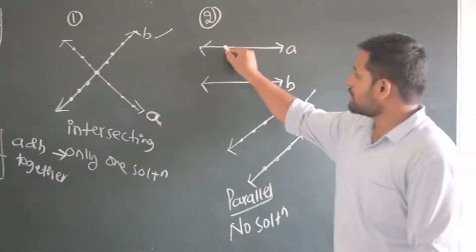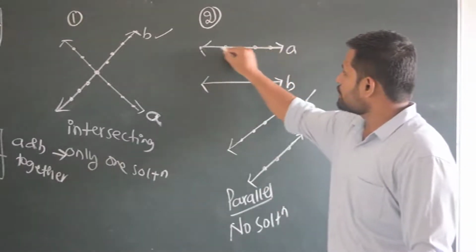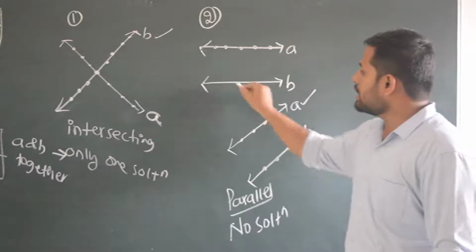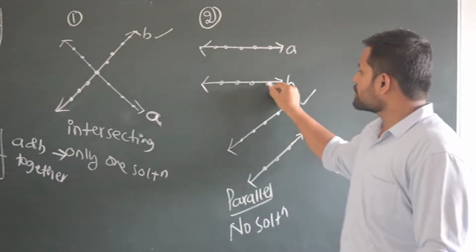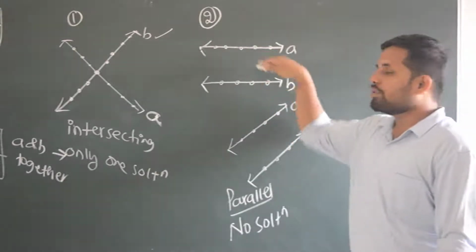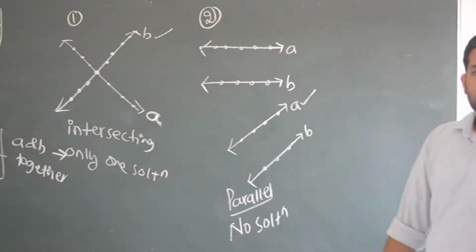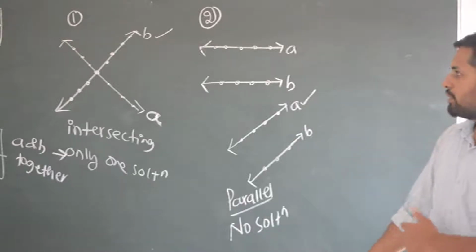And here also the same thing. Look at this. All these points are the solutions of this graph A or equation A. And all these are the solutions of graph B or equation B, but no common solution. Are you understanding my point, my dear children? Okay, I hope it is clear.